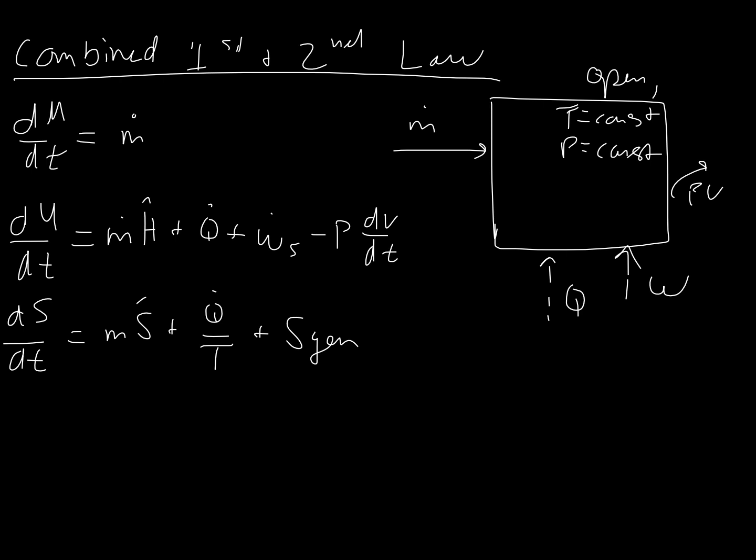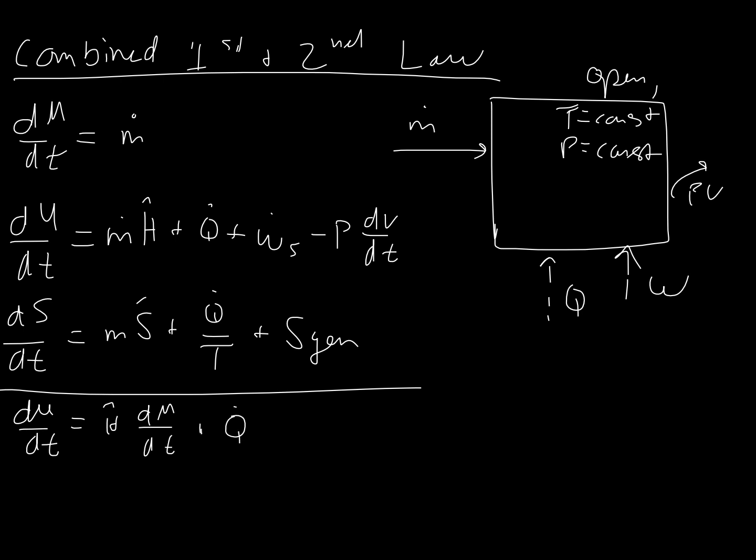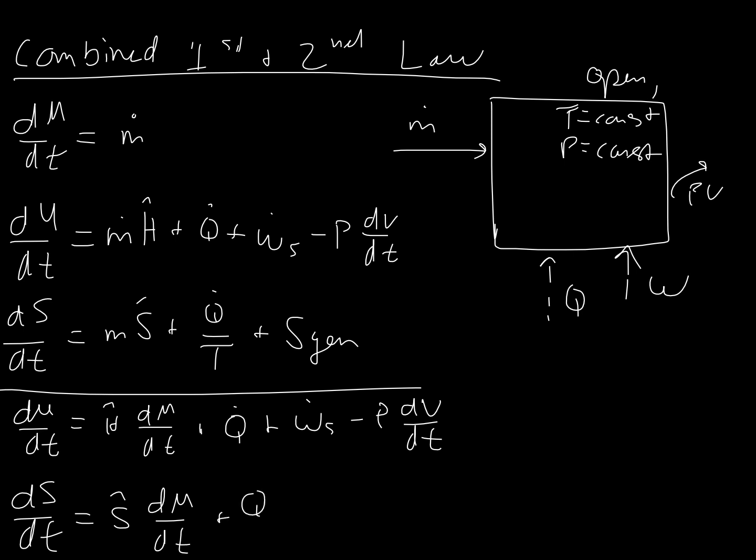Okay, so now what we're going to do is just substitute the mass balance into the first and second laws. So we get dU/dt is equal to h hat dm/dt. For simplicity's sake, we're just going to drop these dt's and just note that whatever we're deriving is over some differential element in time.